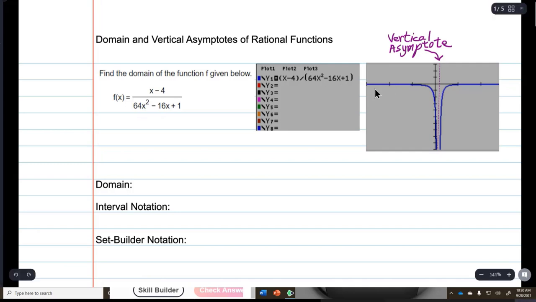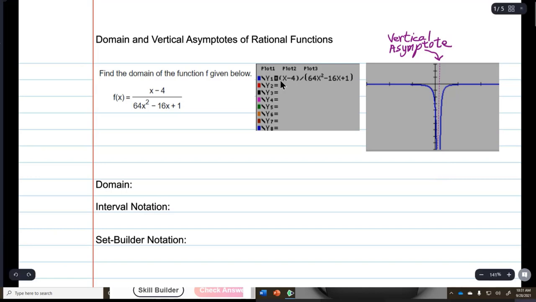All right, there are two things that I'm going to be doing here. I'm going to be finding the domain, and I'm going to be talking about the vertical asymptote. Rational functions almost always have a break in their graph. And when there's a break, most of the time, not all the time, you're going to have a vertical asymptote. So that's what we're talking about today.